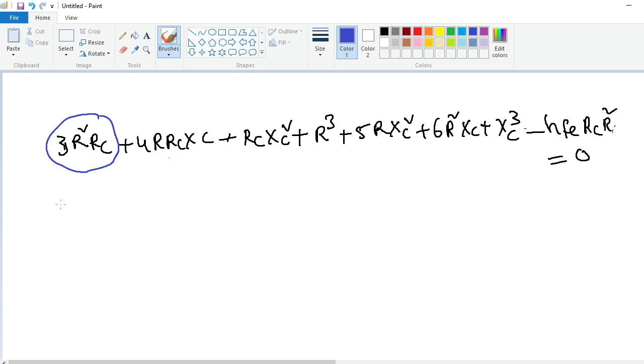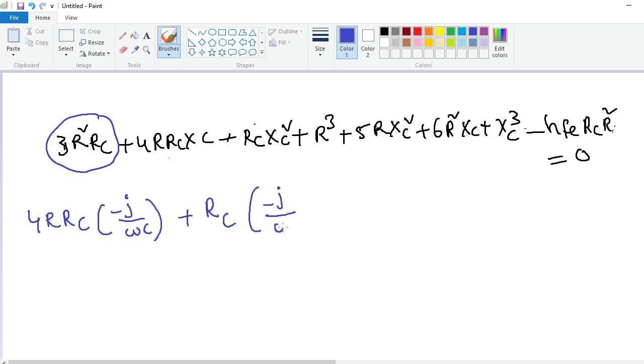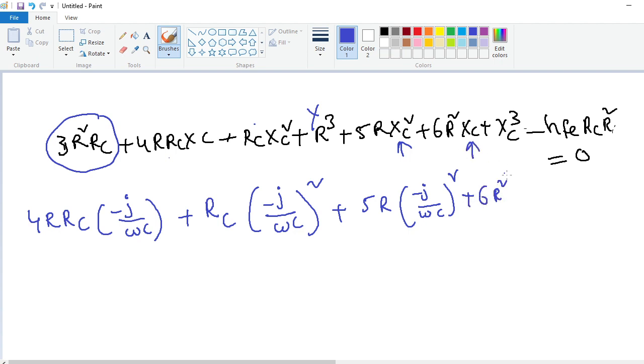So there is a chance. So for R RC instead of XC, I will substitute minus J divided by omega C. So maybe this is also an XC component. So we have to consider this one also: R C into minus J divided by omega C whole square, XC square. There is no question of imaginary component in R cube plus 5 into R again, instead of XC square here, minus J divided by omega C whole square, plus 6 R square. Instead of this XC, I will substitute minus J divided by omega C.